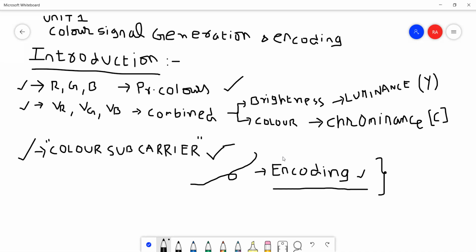So at the receiver side, we will perform the reverse operation. So that is called decoding. Clear? Encoding and decoding both are important for our broadcasting of these TV signals. So that is called decoding.